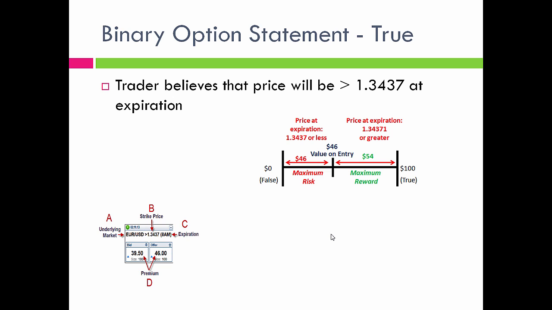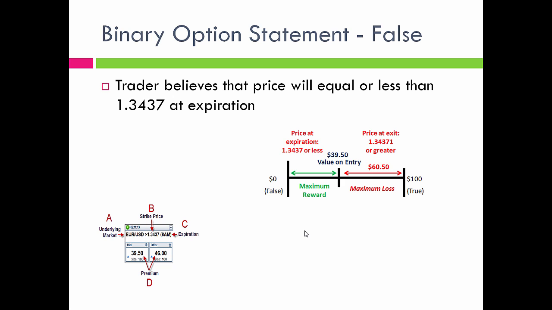So again, this is based on the same option statement, which is in the lower left-hand corner. If the trader believes that price will in fact close greater than 34.37 at expiration, the price on entry at the offer is $46. 100 minus 46 leaves a $54 profit potential. If at expiration price does close greater than 34.37, then the maximum profit in this example is $54 excluding commissions. However, if price closes at 34.37 or less, then the trader loses the risk that he paid on entry, which was $46.